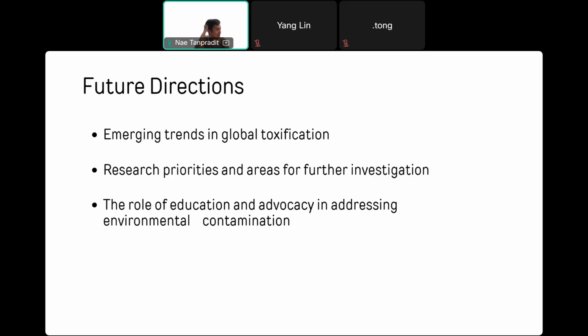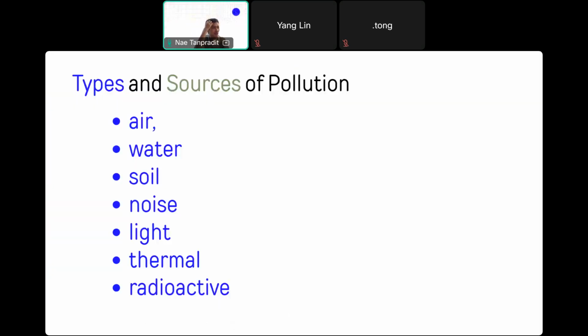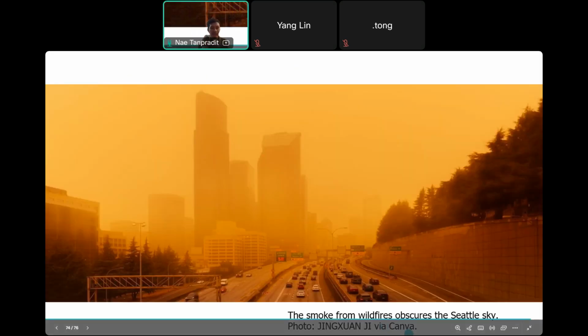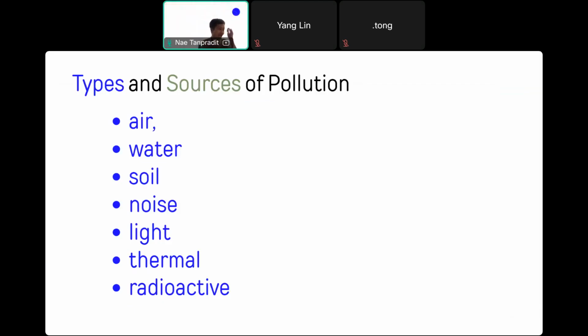For future direction, there are many emerging trends in global toxification, like how we became aware of plastic 10 or 20 years ago. And research priorities are in the area of further investigation and education, like you are doing today. That's it. Today we are talking more about the pollution of air, water, soil, and radioactive.